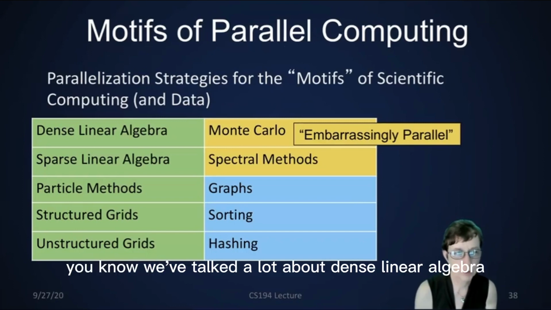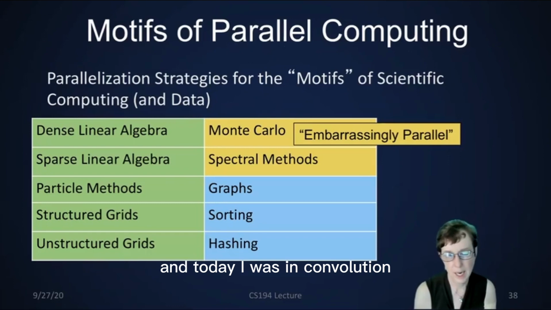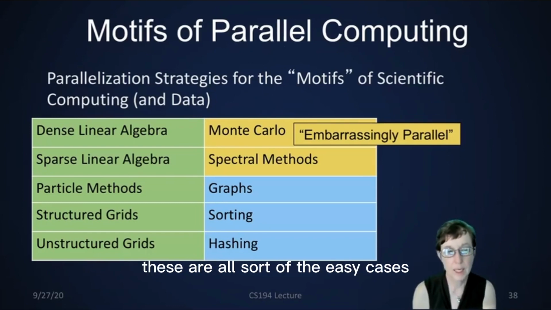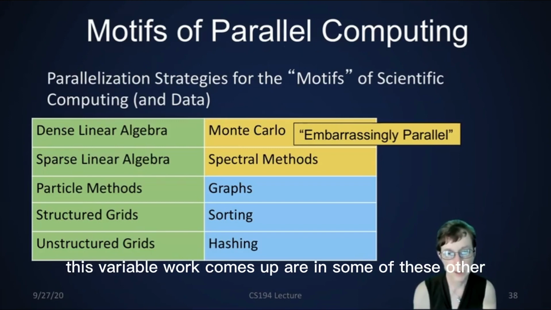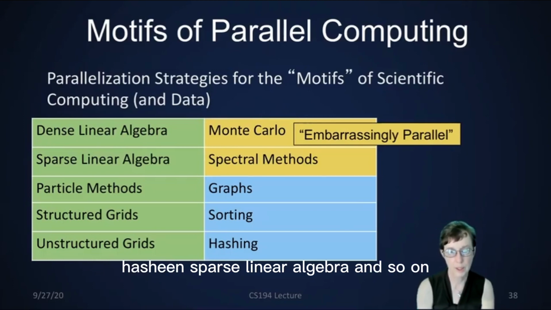And then finally, this load balancing problem. I'll just mention, we've talked a lot about dense linear algebra. We've talked a bit about particle methods. And today in convolution, we were really looking at structured grids. These are all the easy cases. And the cases where this variable work comes up are in some of these other things like graphs, hashing, sparse linear algebra, and so on.